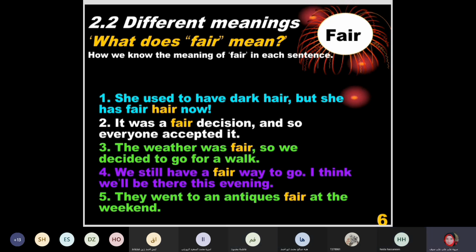Who wants to add something? Yeah, Miss Marwa, go ahead. I can't hear you well. We may say the weather was suitable, so we decided to go for a walk. Okay, you mean suitable. It's nice, it's temperate, it's dry, it's sunny. Thank you very much.